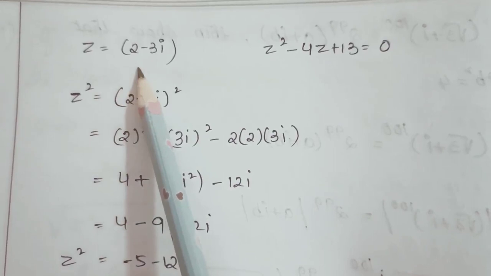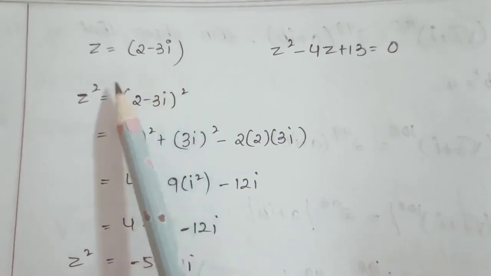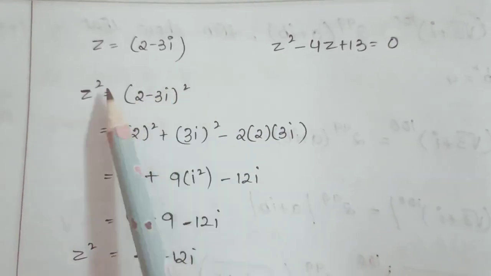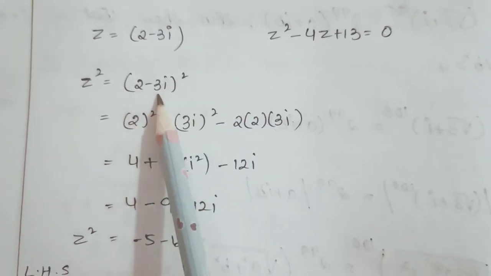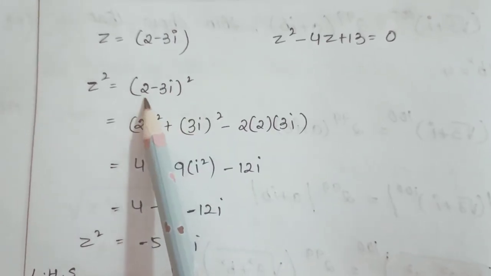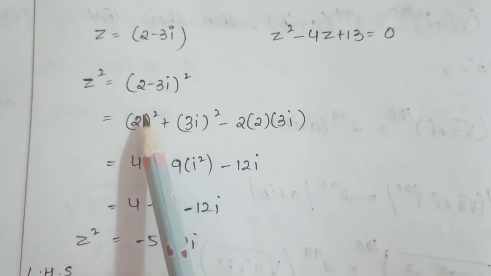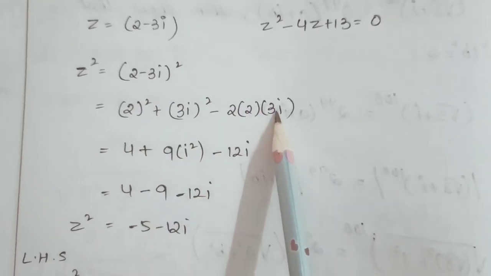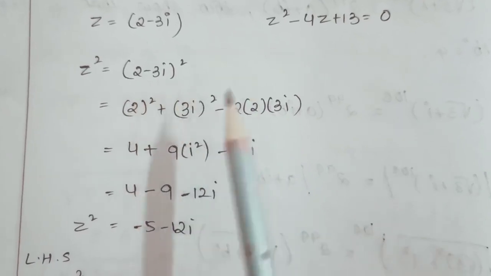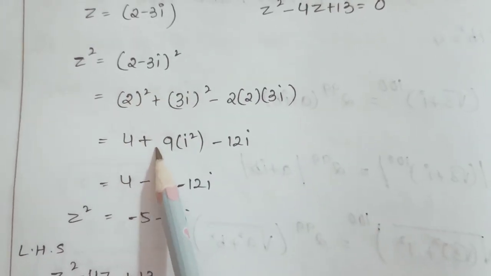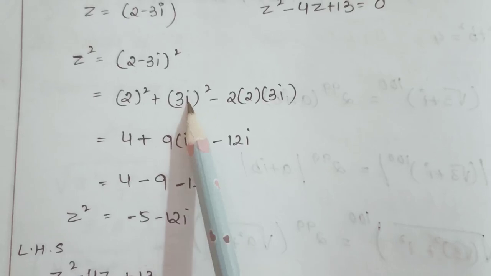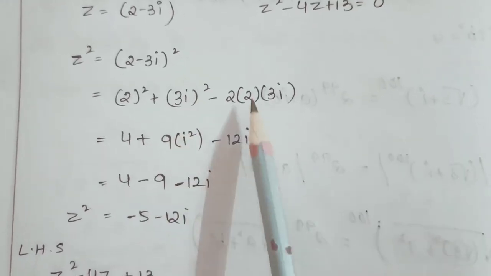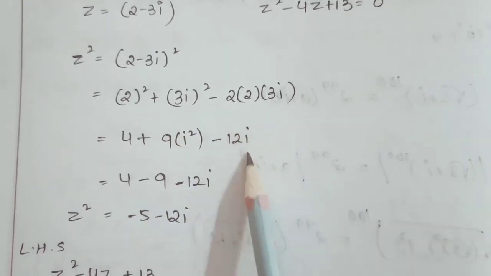Z is equal to 2 minus 3i. So z square will be, taking square on both sides, 2 minus 3i whole square. It is in the form of a minus b whole square, that is nothing but a square plus b square minus 2ab. This is a and this is b. 2 square is 4, plus 3 square is 9 and i square, minus 2 into 2 is 4, 4 times 3 is 12, 12i.